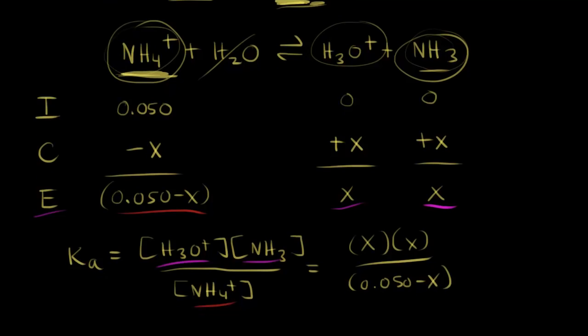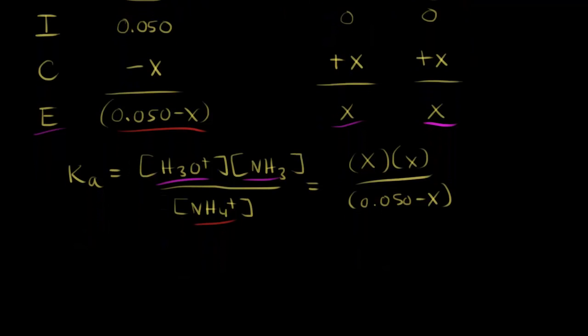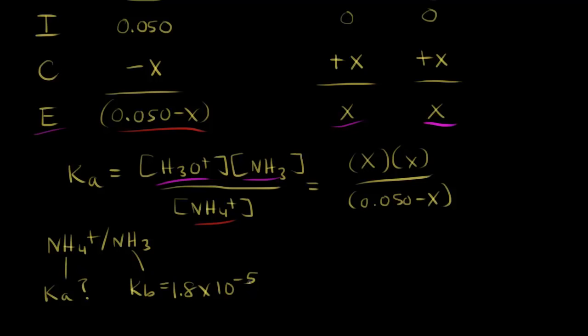Next, we need to think about the Ka value. Finding the Ka for this reaction is usually not something you would find in a table in a textbook. But we know that we're talking about a conjugate acid-base pair here. So NH4 plus and NH3 are a conjugate acid-base pair. We're trying to find the Ka for NH4 plus. And again, that's not usually found in most textbooks, but the Kb value for NH3 is 1.8 times 10 to the negative 5. So for a conjugate acid-base pair, Ka times Kb is equal to Kw.